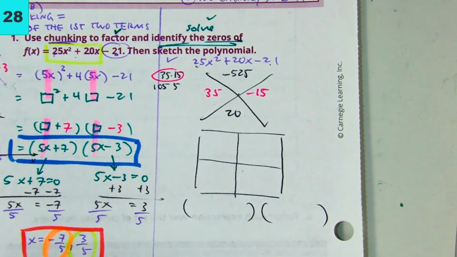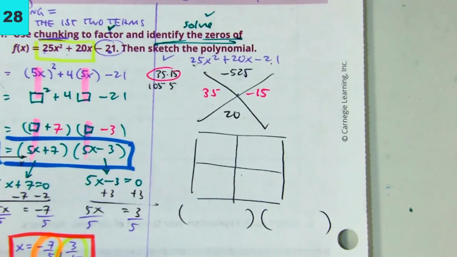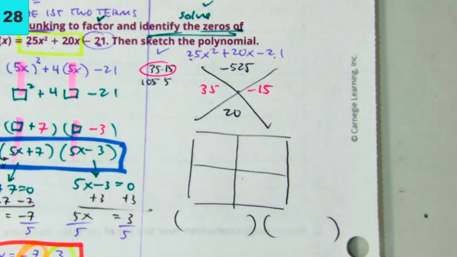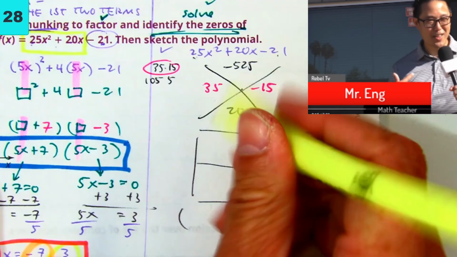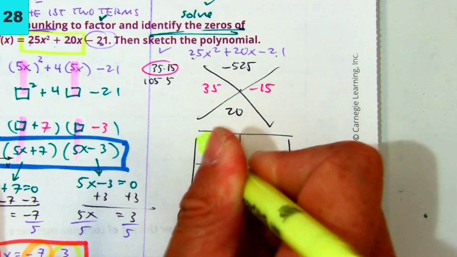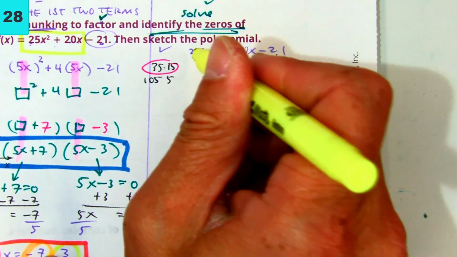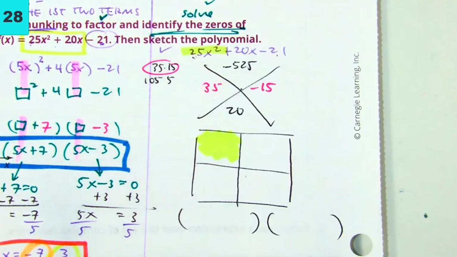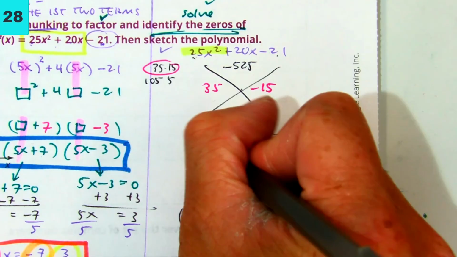Okay, let's fill this out together. Let's pretend you've never seen this before. Some of you have seen this before. Class, what goes in the very top left box always? X squared. The first term. So that would be 25x squared. Always.